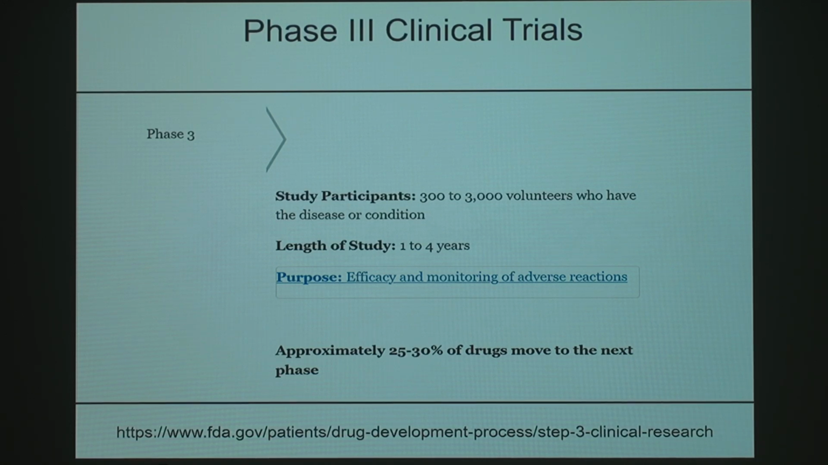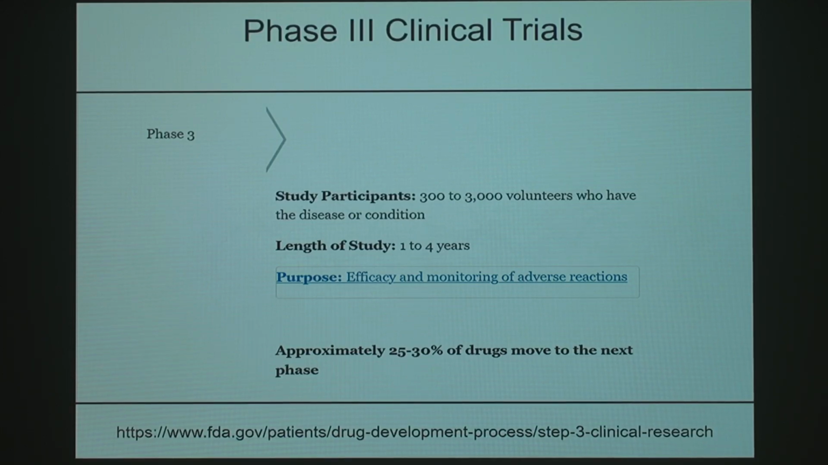In phase 3, again, we're testing diseased patients, about a couple of thousand patients. We're looking for efficacy. We're looking for pharmacokinetics, meaning is the drug entering the body and being removed from the body as we suspect it to be. And we're also looking for adverse effects. Does anybody know what adverse effects is?